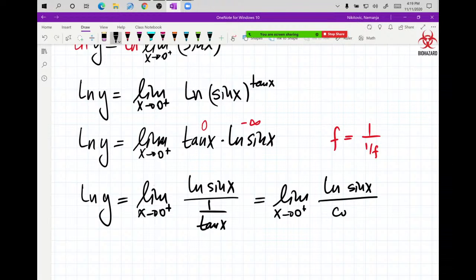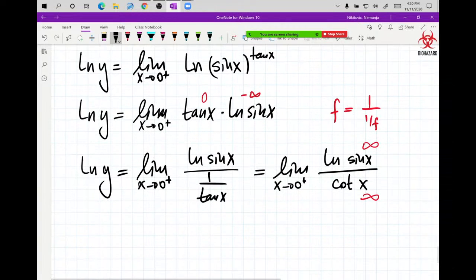Cotangent. Very good. Cotangent x. Perfect. Okay, so now if you try your analysis, this is still going to be infinity, and this is infinity, so infinity over infinity. Now you might say, wait, hold on. How do you know that cotangent of 0 is infinity?